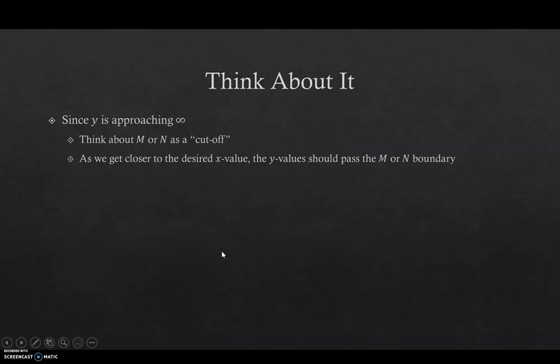As we go through, I want to remind you again to think about this. Since y is approaching infinity, we want to think about m or n as a cutoff. It's the bare minimum. Anything beyond m is what we want, or anything below n is what we want. As we get closer to that desired x value, the y value should pass that m or n boundary.